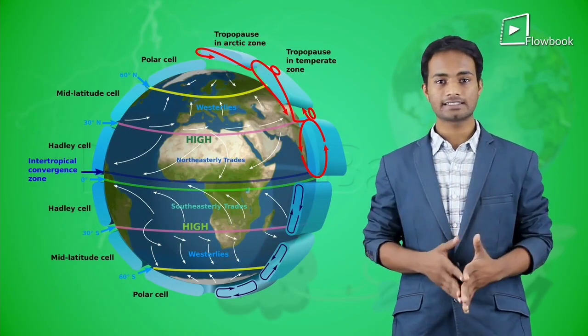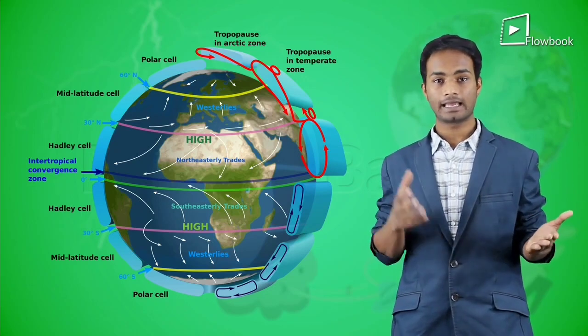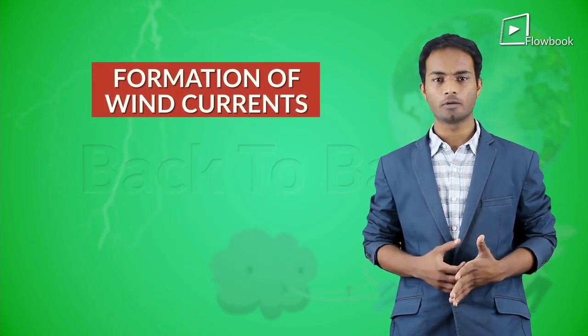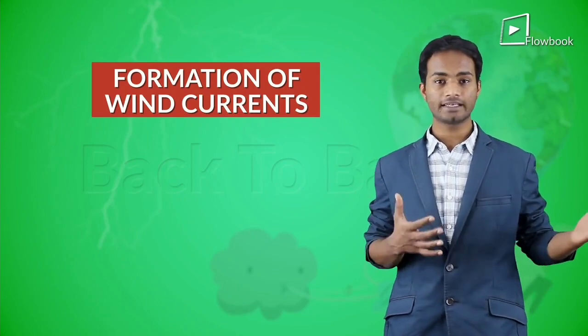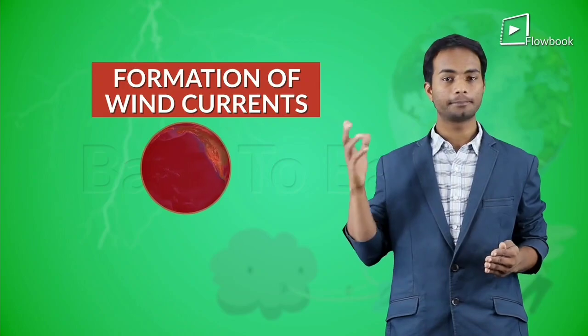And these wind currents are formed because of the uneven heating of the sun on the earth at the equator and at the poles. So what have we learned in this video? We have seen how wind currents are formed, or at least one way of wind currents forming, that is the uneven heating at the equator and the poles of the earth.